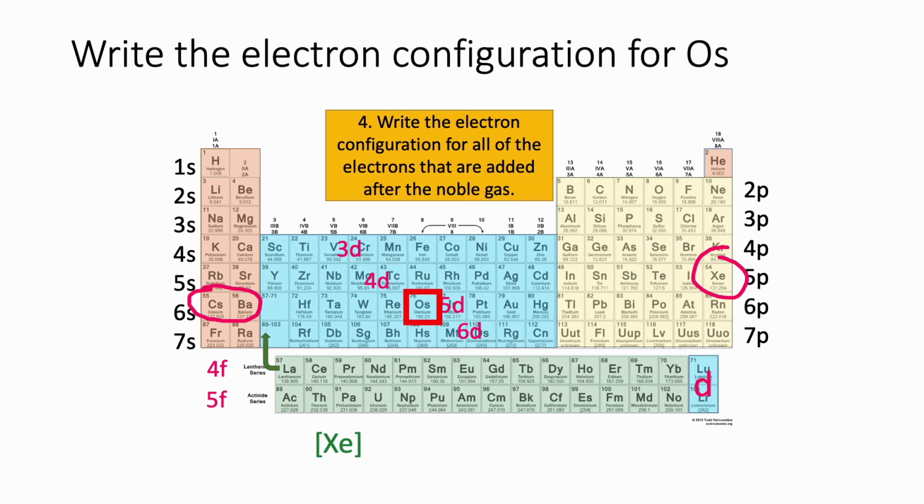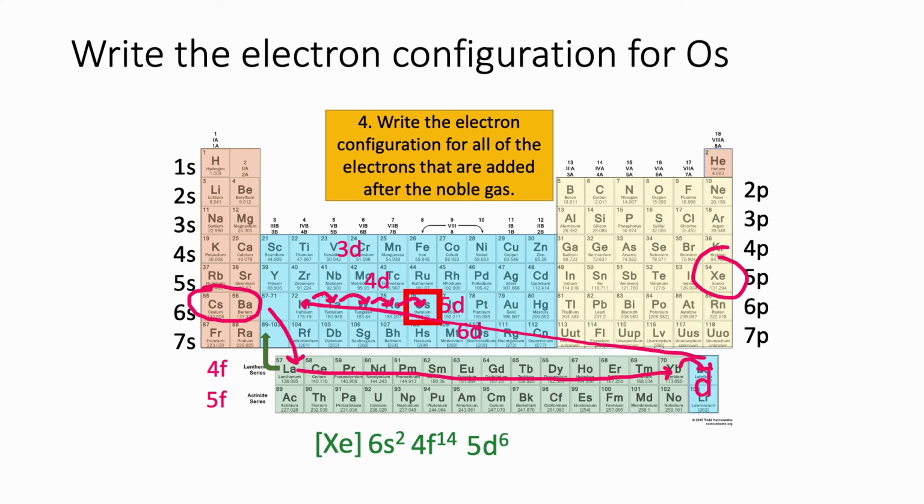So first we have to add the S block, so that's 6s2. Then we have to go down to the 4f's, and we're going to fill all of those in, 4 of 14, and then we're going to do D1, 2, 3, 4, 5, 6. So that's what it would look like in the shorthand electron configuration.